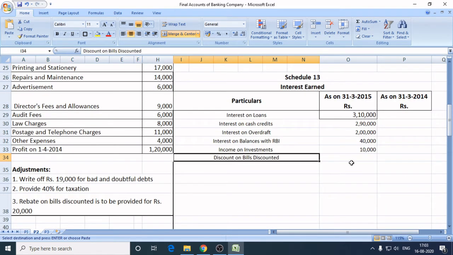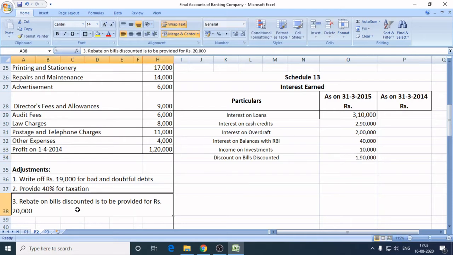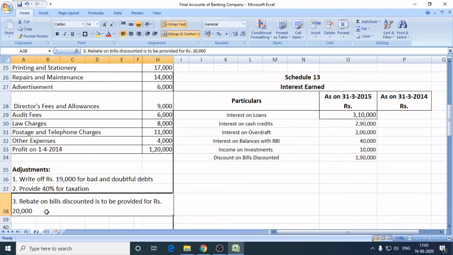Here the figure is 1,90,000. Now there is an adjustment in the problem, adjustment number 3, rebate on bills discounted. See, the total discount received by the bank in the financial year 14-15 is 1,90,000, but out of that 1,90,000, the rebate on bills discounted is rupees 20,000. It means it is interest of the next financial year, but which is received in advance.